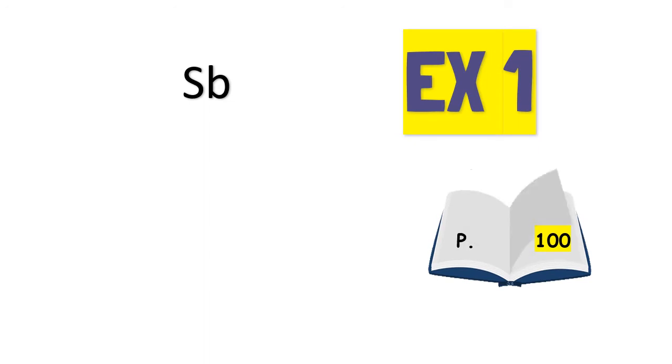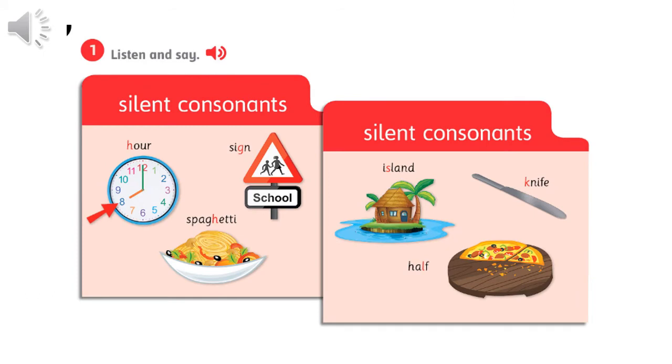Now let's move to our student book, activity 1, page 100. Listen and say. Module 8. Phonics. 1. Listen and say. Silent consonants. Hour. Sign. Spaghetti. Island. Knife. Half.